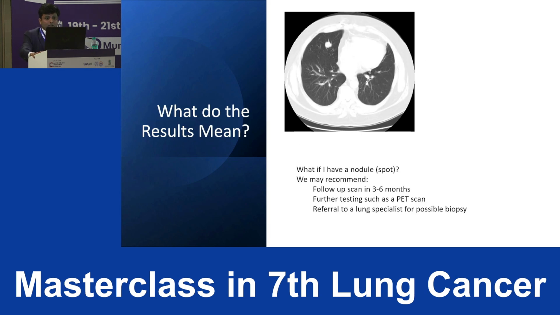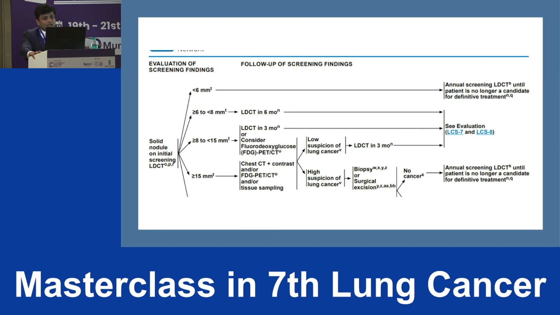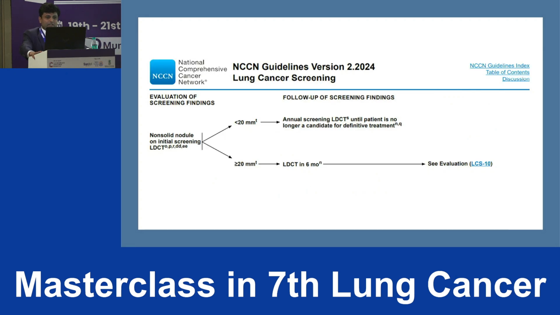Virendra. Sure. There are three categories of opacity seen on the CT image: ground glass, part solid, and solid. If you have a solid nodule less than 6 millimeter, an annual low dose CT scan is preferred. If 6 to 8, low dose CT in 6 months, and then accordingly. If more than 8 and less than 15 millimeter, then low dose CT in 3 months, depending on the characteristics of your nodules. Or you can have an FDG PET CT or further testing.